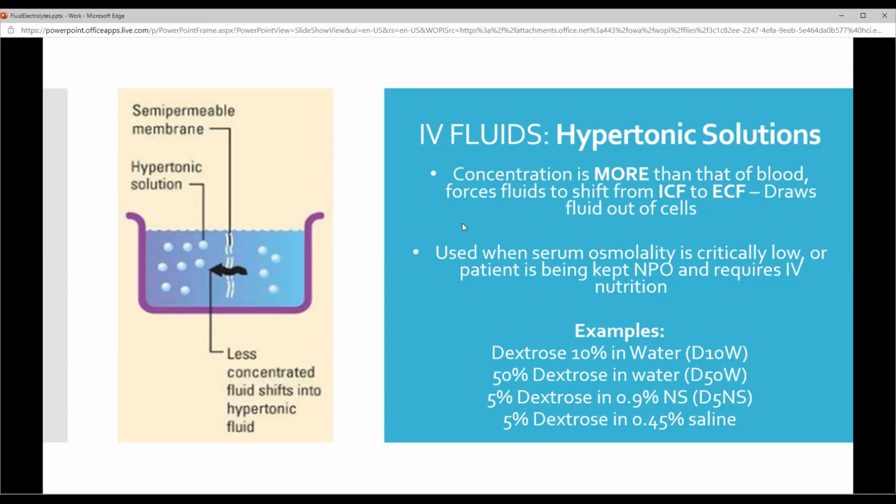Add TPN to this list. I forgot to add it. TPN. So D10, D5 in half normal saline, or D5 in normal saline, and then D50. All those are examples of hypertonic solutions.